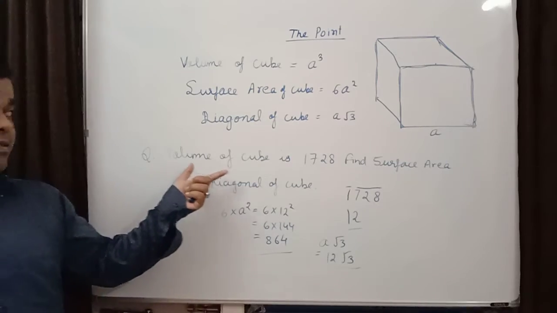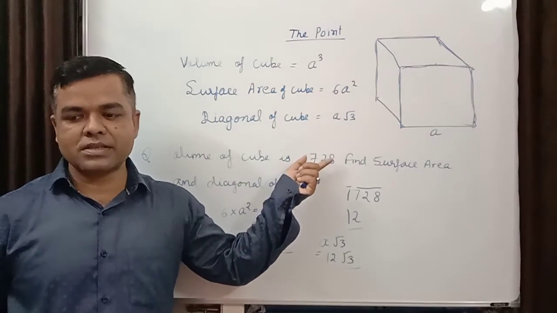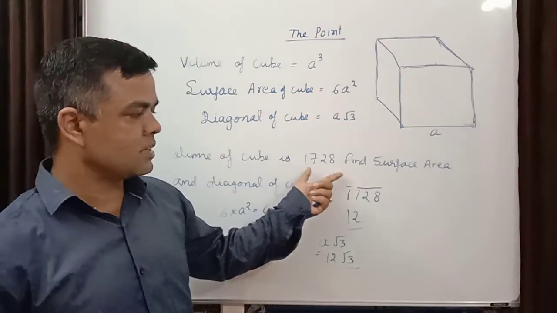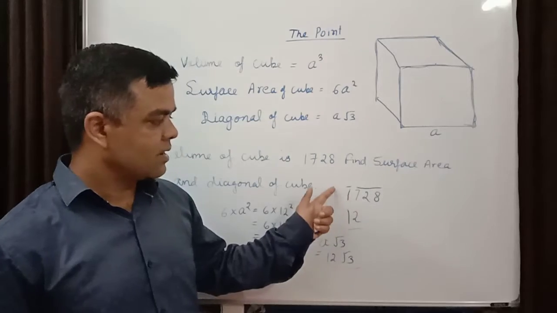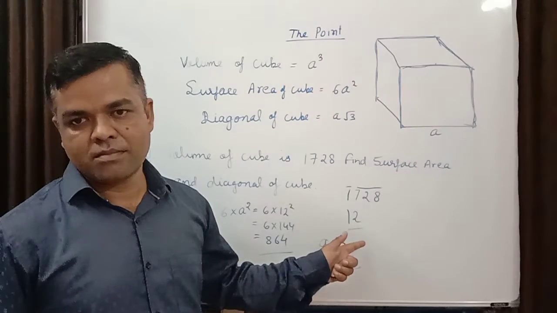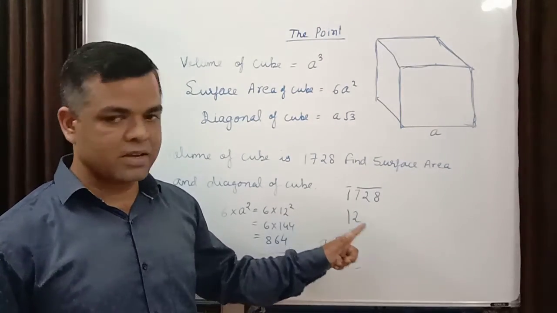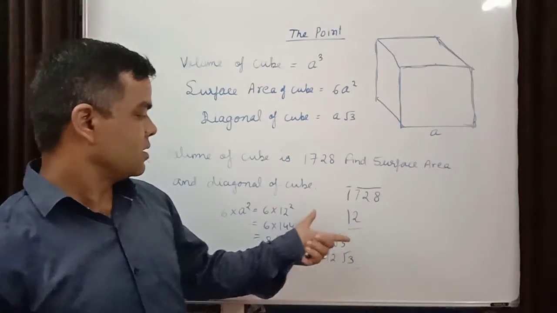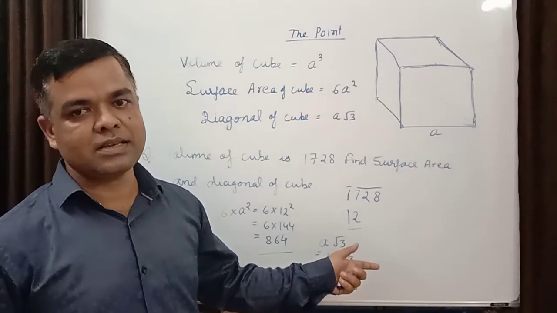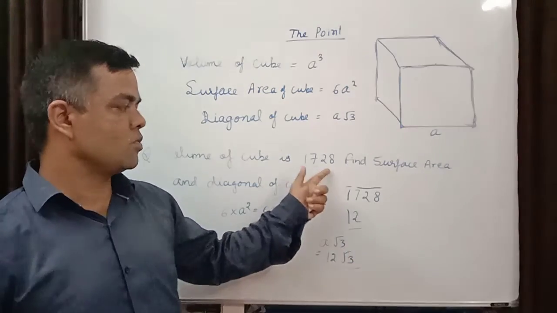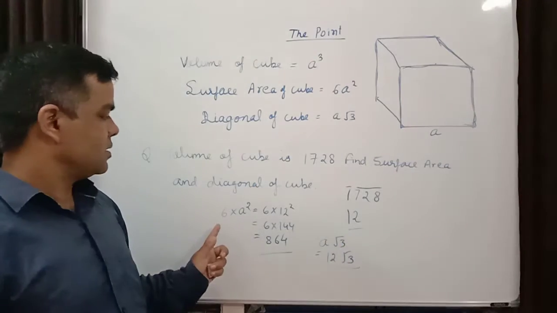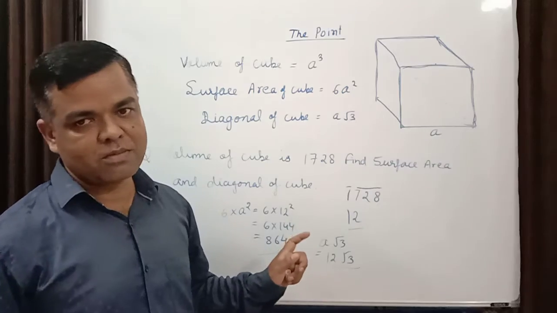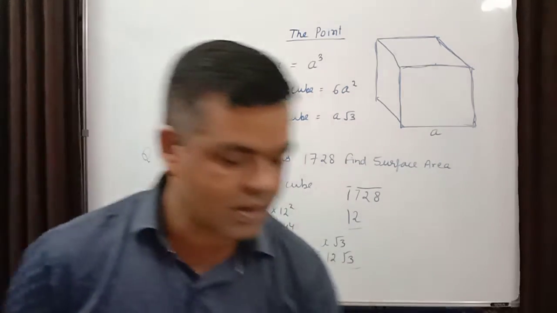Whenever the volume of a cube is given, it means it is a perfect cube, and there this trick will work properly. Whatever I taught you will work very properly, and you can very easily solve these questions in less than 10 seconds. Okay, 1728, cube root is 12, then surface area is 6a square, diagonal is a root 3. Only these 3 formulas work for the cubes. Okay, take another example.